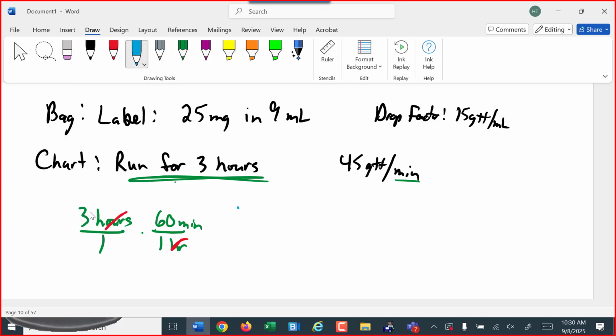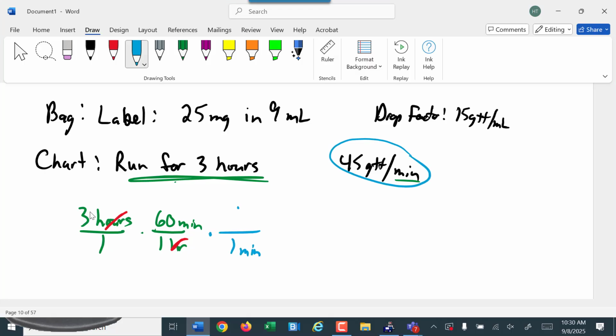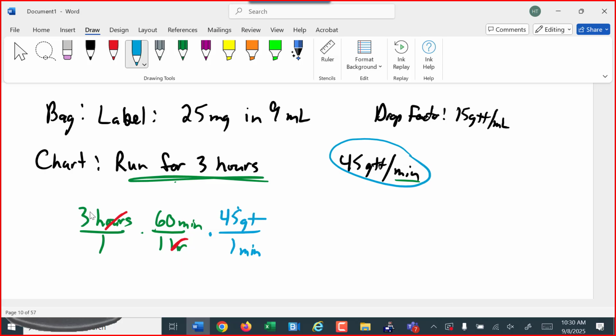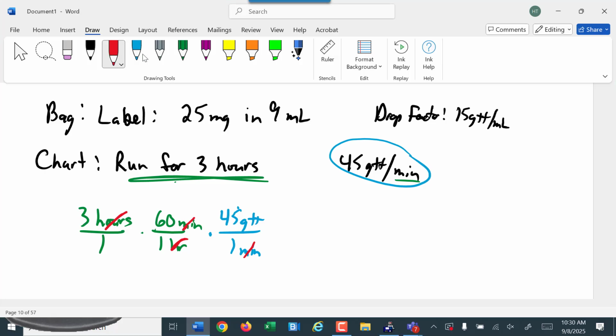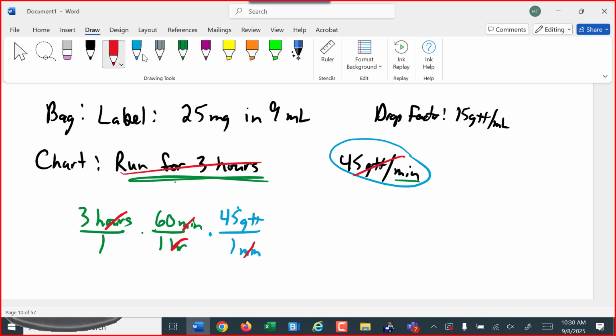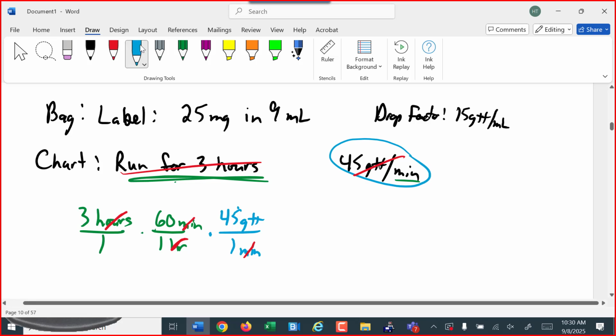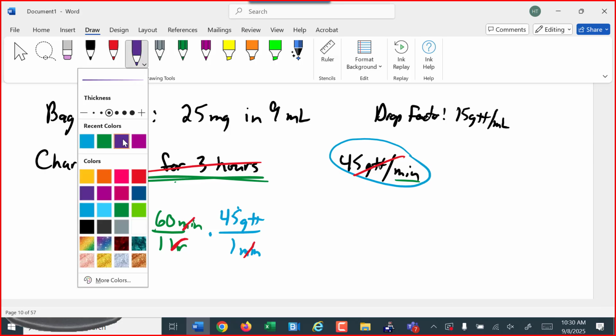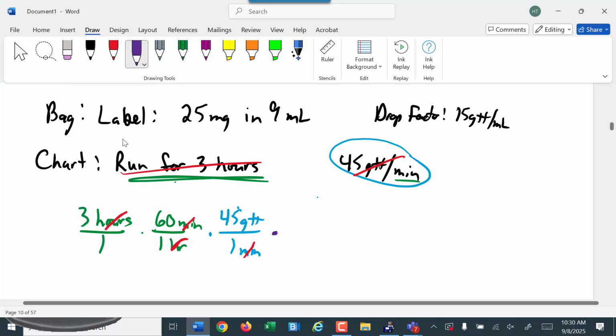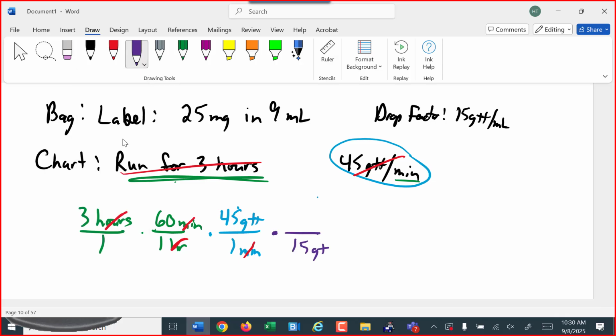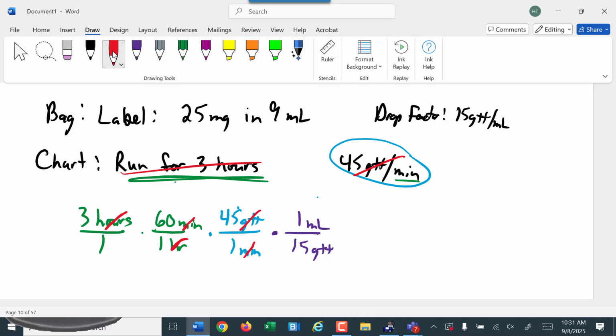Now I have my 45 drops in 1 minute, so I'm going to put 1 minute on bottom, 45 drops on top, canceling out the minute. Now I'm just going to cancel out the things I've already used. I need to get rid of the drops, so I look for anything else with drops in it. And I see my drop factor of 15 drops in 1 milliliter. So the drops are gone.